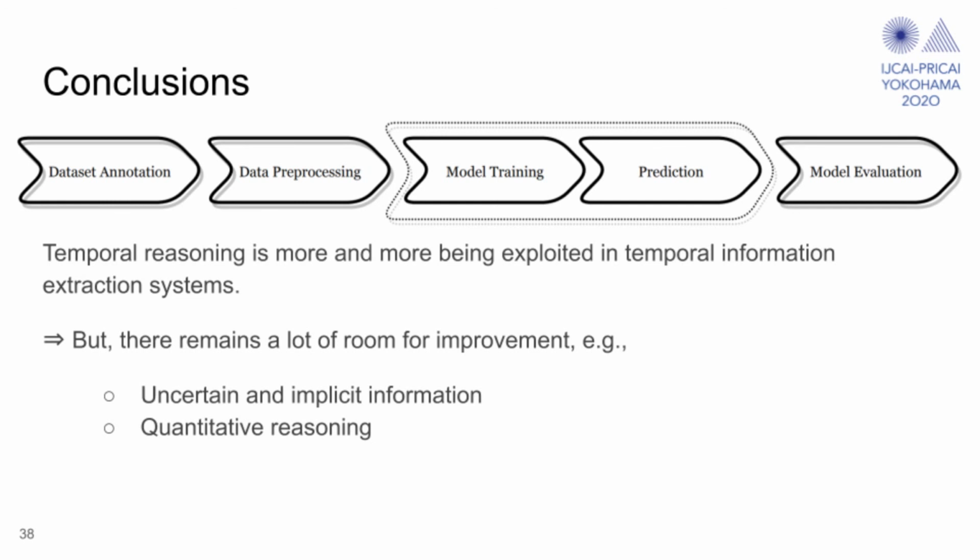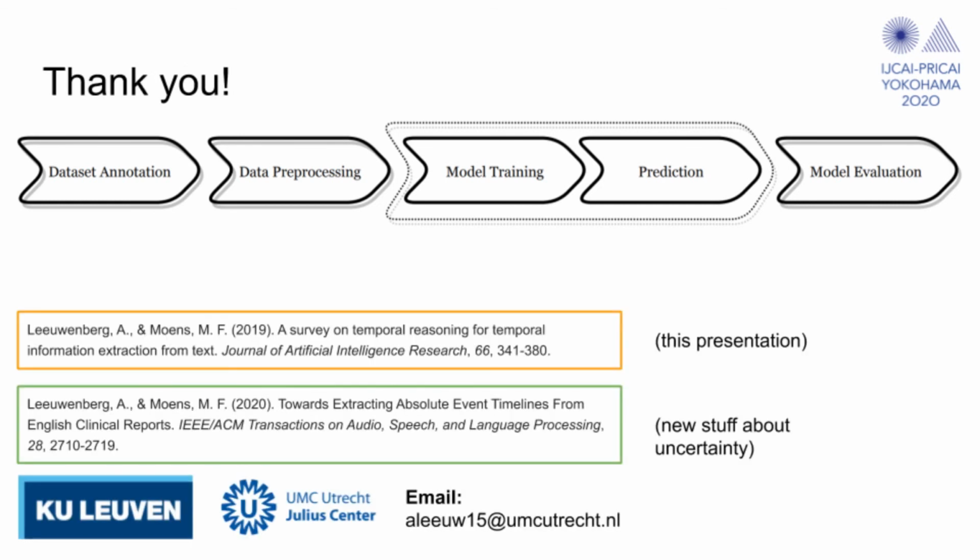So to conclude this presentation, it has become more clear that temporal reasoning is more and more being exploited in temporal information extraction systems, but often the current systems address the extraction of just a part of the temporal information in the text and miss some of the opportunities temporal reasoning may bring in combining these pieces of information together. Some areas that received less attention are representation of uncertain temporal information and how to combine symbolic and quantitative reasoning.